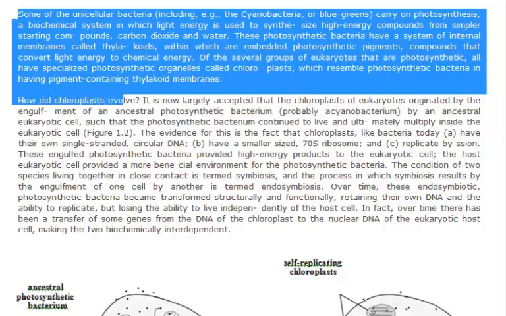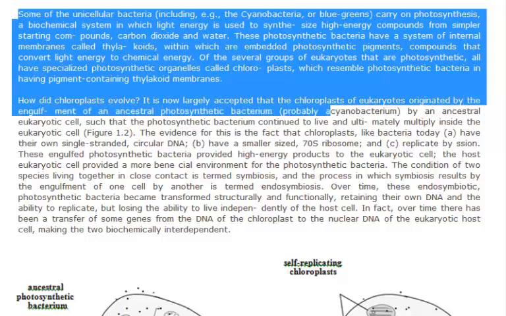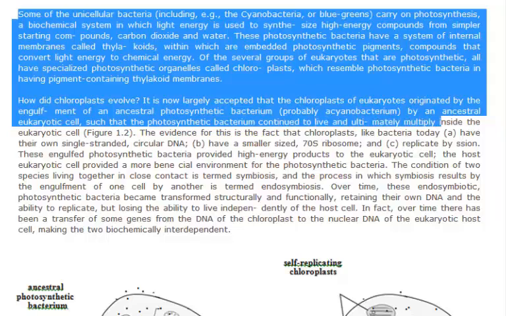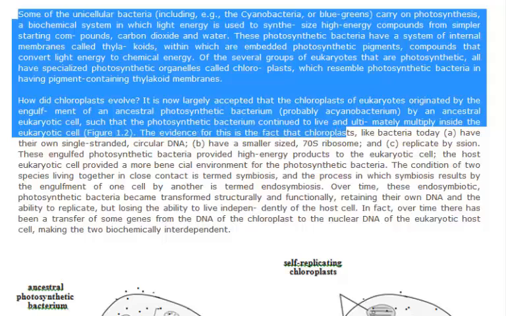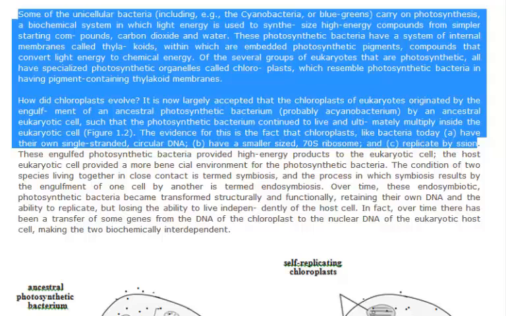How did chloroplasts evolve? It is now largely accepted that the chloroplast of eukaryotes originated by the engulfment of an ancestral photosynthetic bacterium by an ancestral eukaryotic cell, such that the photosynthetic bacterium continued to live and ultimately multiply inside the eukaryotic cell. The evidence for this is the fact that chloroplasts, like bacteria today, have their own single-stranded circular DNA, have smaller 70S ribosomes, and replicate by fission.